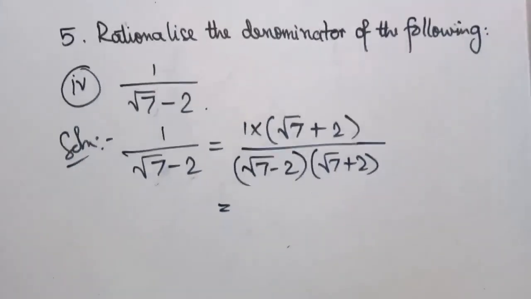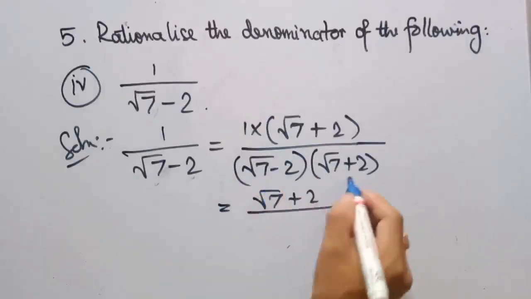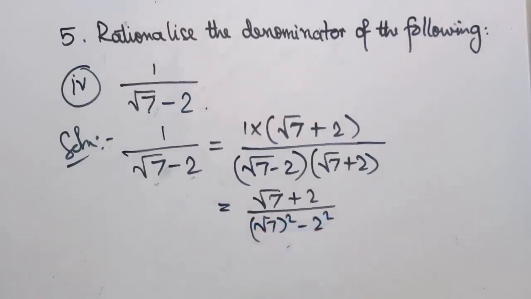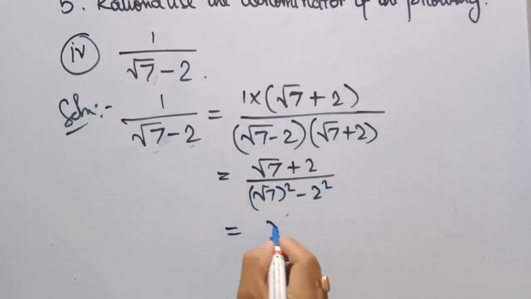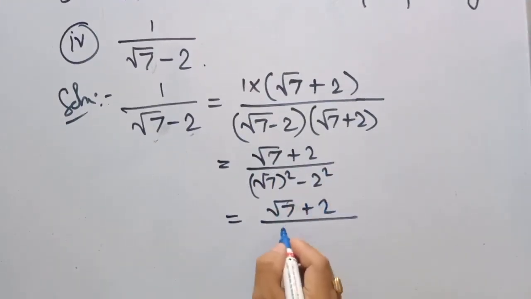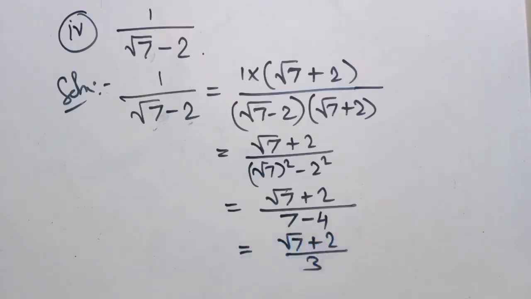Equal to root 7 plus root 2 by, this will become root 7 square minus root 2 square, equal to root 7 plus root 2 by root 7 square is 7 minus root 2 square is 2. So root 7 plus root 2 by 5. So after rationalizing the given number, we will get root 7 plus root 2 by 5 as our required answer.